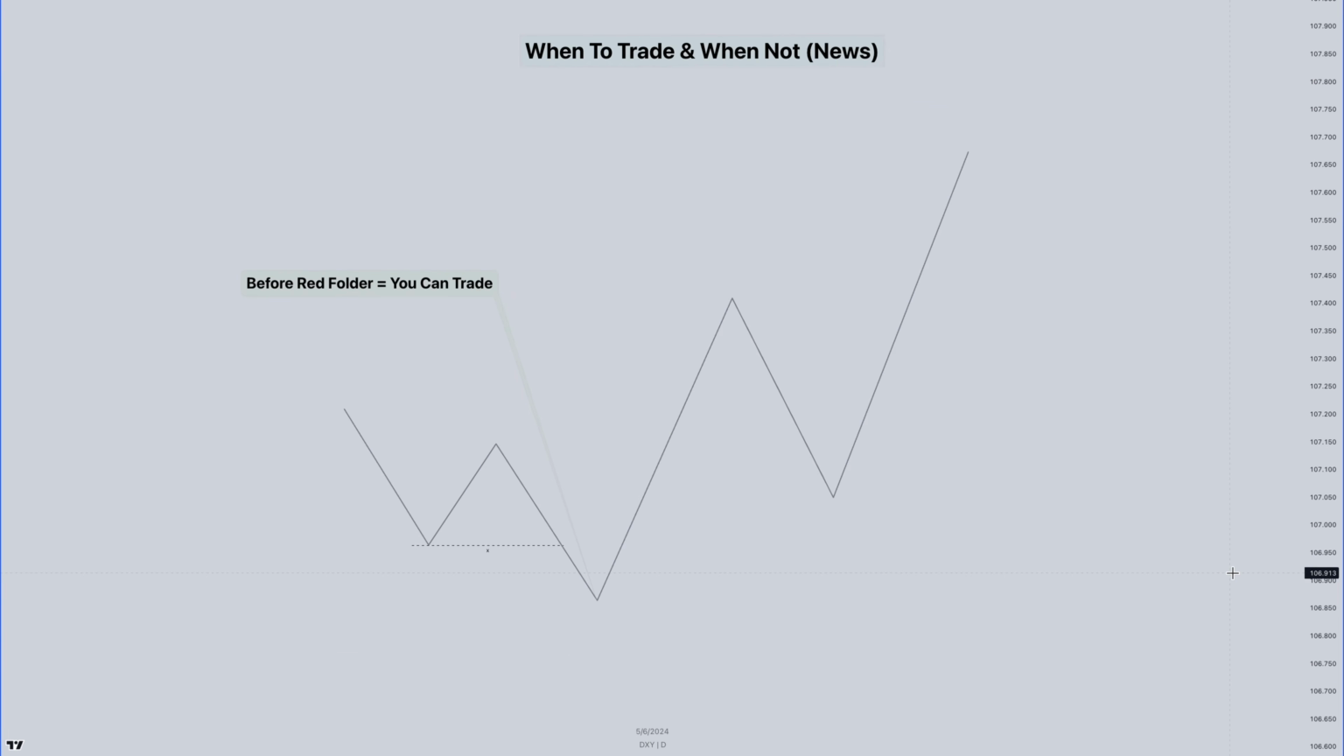The second question you might have is, when you have a red folder on a certain day, when can you trade before the red folder, and when can you trade after the red folder? I'm not talking about the big three, FOMC, CPI, and NFP, but about the other red folders, unemployment claims, JOLTS, etc. Here's the rule of thumb. Look at what price did prior to the red folder. Did we have a sweep on liquidity before displacing upwards? If you have the sweep before the red folder, you are clear to trade before the red folder.